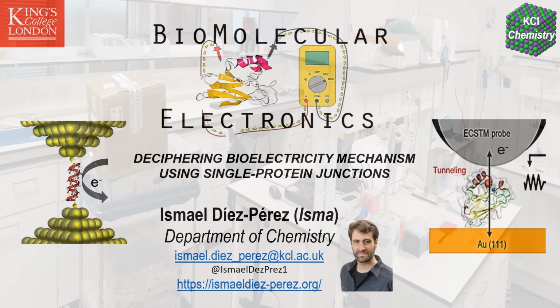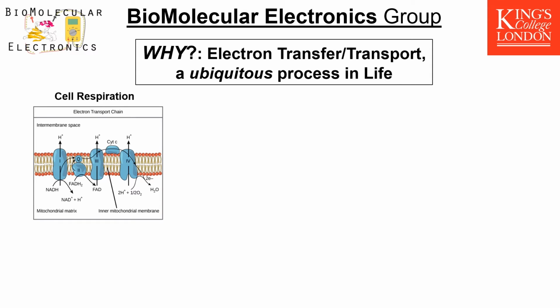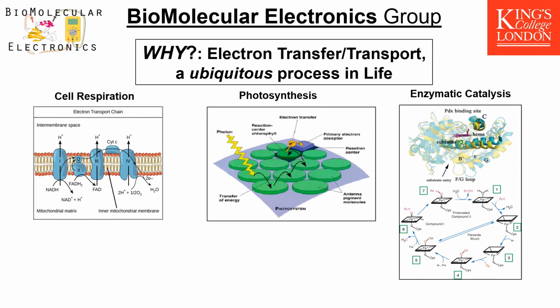In our group, we are interested mainly in how charged electrons diffuse across biological structures. So, starting with a little bit of context on why it's important to study electron or charge movement across these biological structures: you will appreciate, especially those more connected to biology, that in life, electron transfer or transport is a ubiquitous process. So in any process that you can think of in a cell, the function involves one or multiple physical-chemical steps of electron transfer or transport.